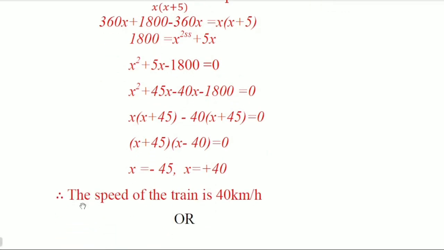Therefore the speed of the train or anything like that we always consider positive, we won't consider negative. So we are neglecting minus 45. Therefore the speed of the train is 40 km per hour. This question is very important. Last year also they gave this question for 4 marks. So don't forget this question. Here 2 options are there.